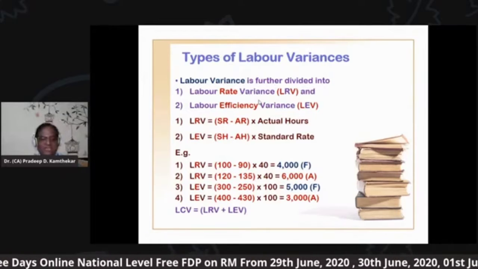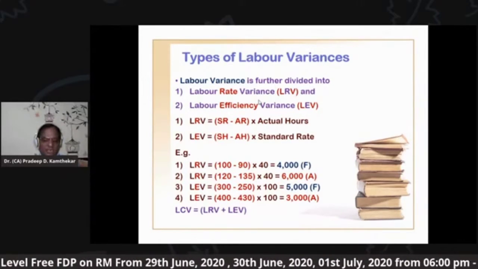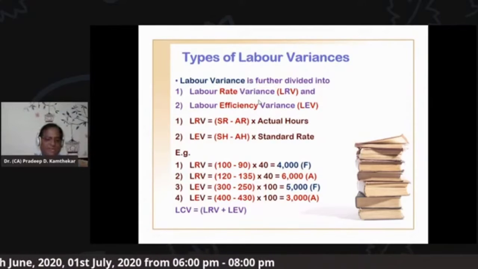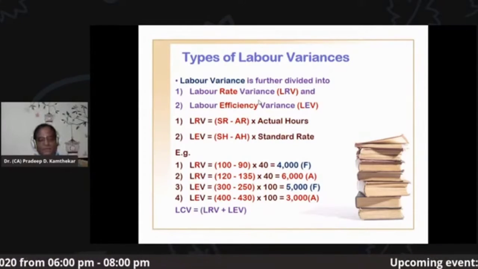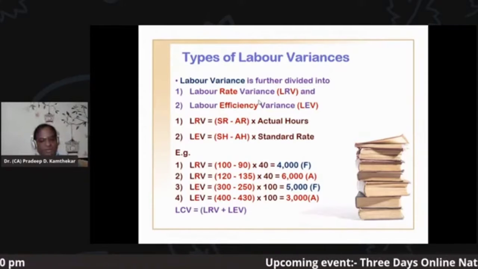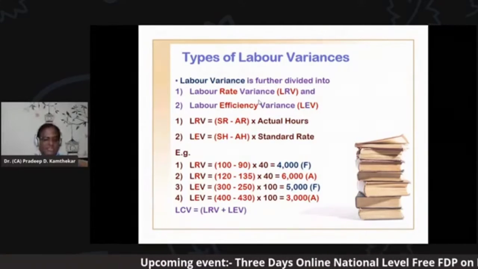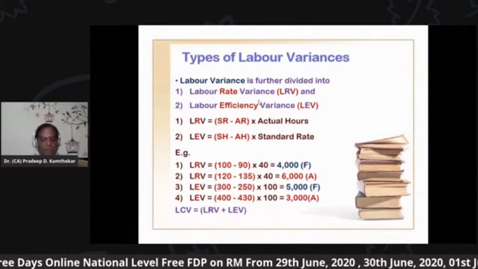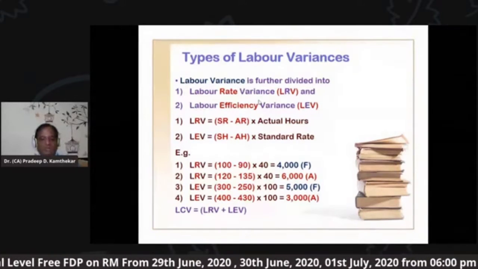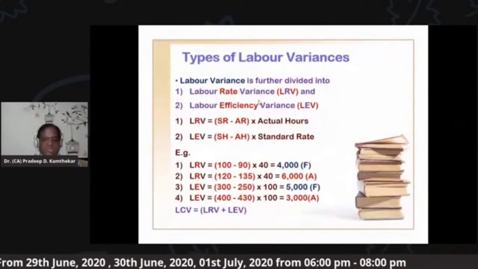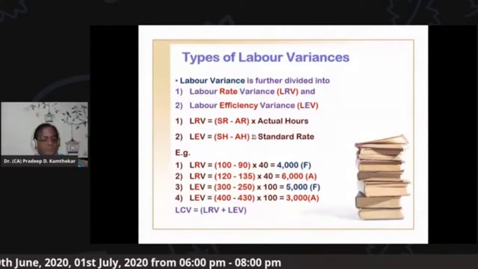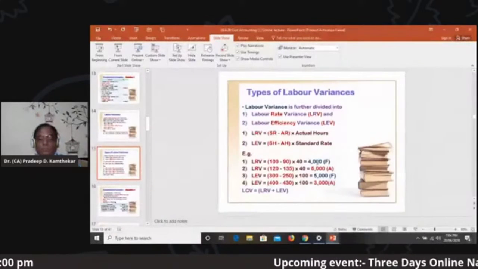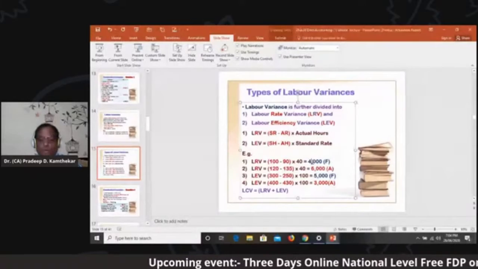Now, in the first case, labor rate variance, the rate that business wanted to pay was 100 rupees, that was standard rate, but actual rate paid by the business was 90 rupees per hour. So here 10 rupees saved by the business on 40 actual hours worked by the workers. So 10 into 40, here the business has actually saved 400 rupees.